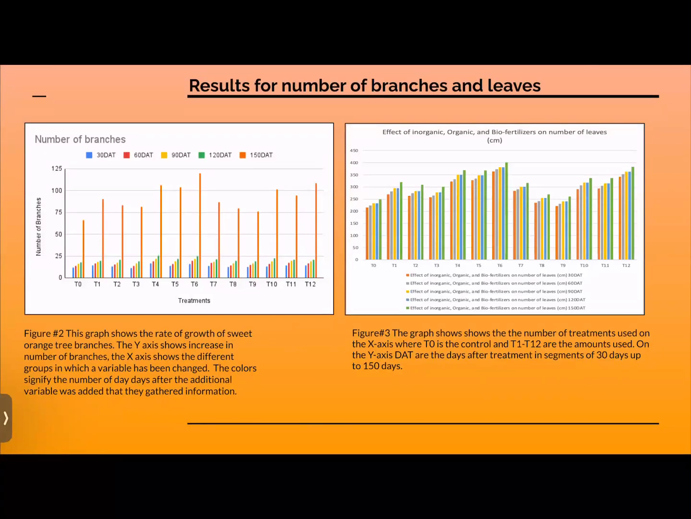These graphs show the rate of growth for leaves and branches. On the left, we can clearly see there was an extreme spike in number of branches at the 150-day mark. This is even more prominent looking at the tree height and leaf number, which are relatively consistent on the graphs.